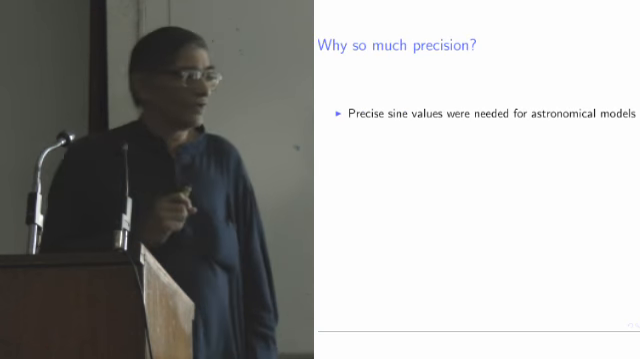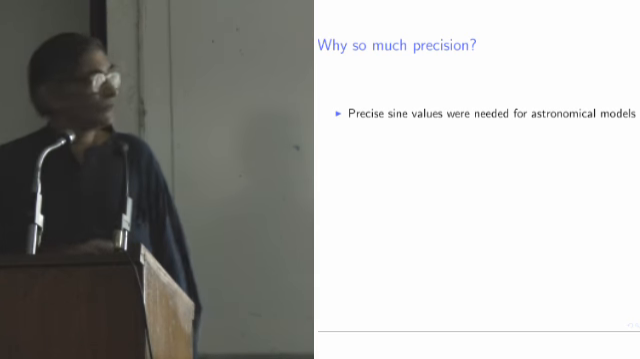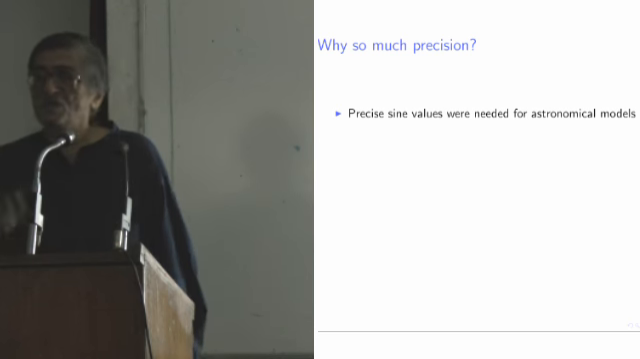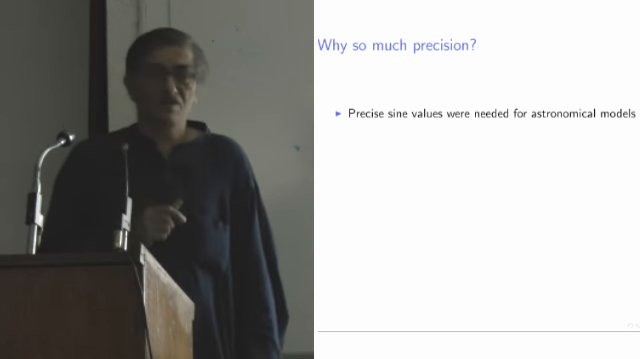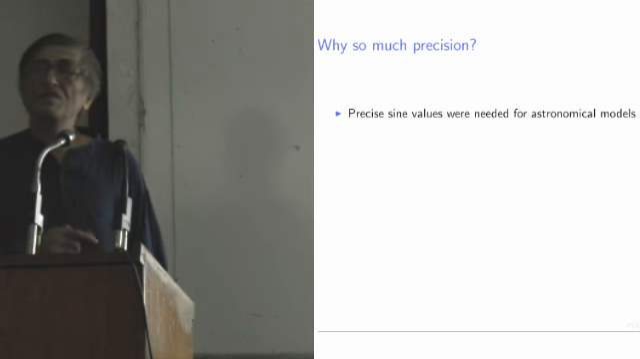So the first thing you have to ask is, why was so much precision needed? You saw, very highly precise, and it is growing over 1,000 years. So why is it needed? There has to be some need for it. One need came from astronomy. Why was astronomy important?